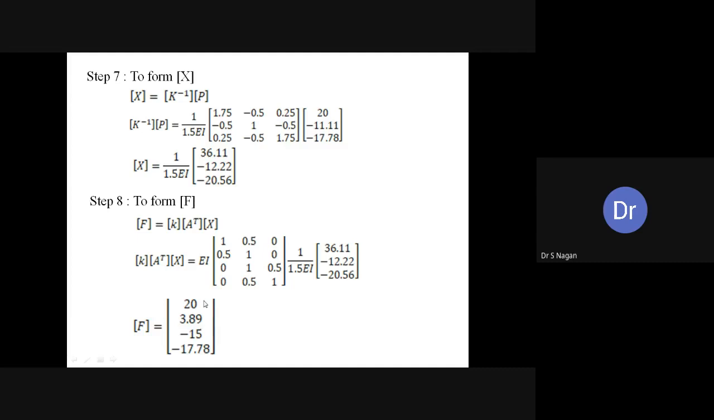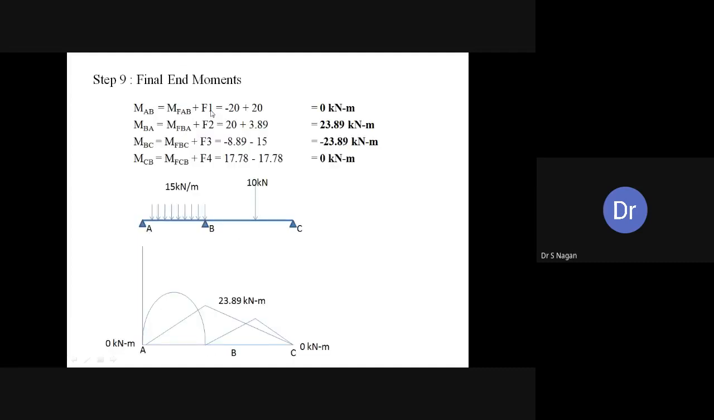So the final end moments will be M of AB plus F1, M of BA plus F2, M of BC plus F3, M of CB plus F4. Here A is freely supported, therefore you should get 0. B is continuous, so balance of moment, 23.18 minus 20. C is a free support, you should get 0. If you get it like this, then you have done everything correctly.